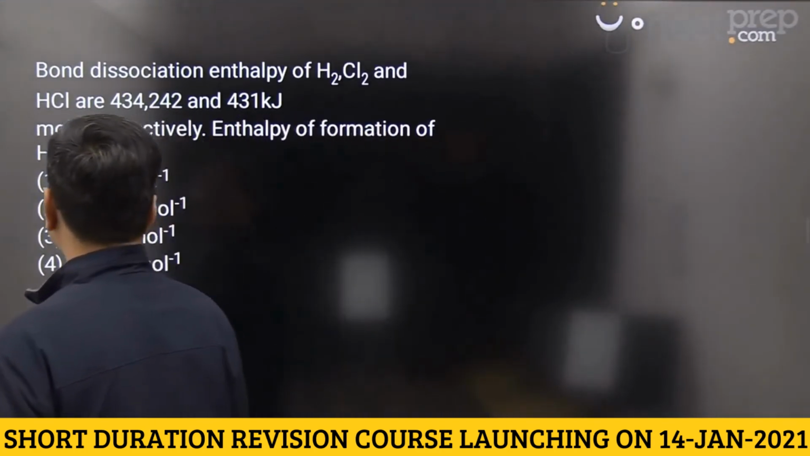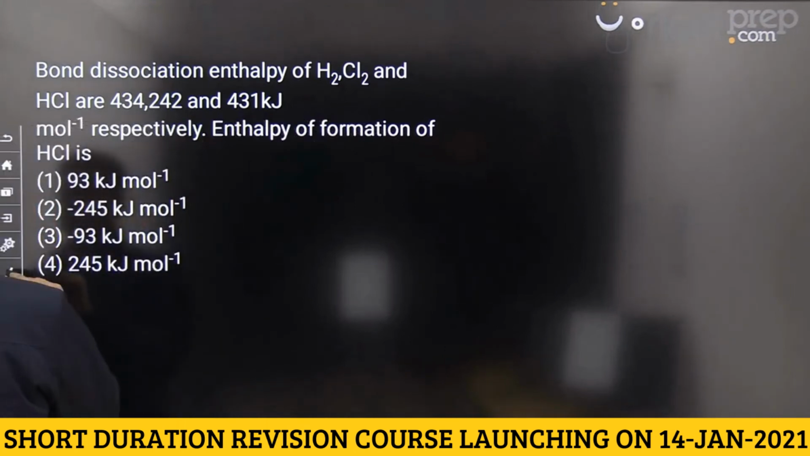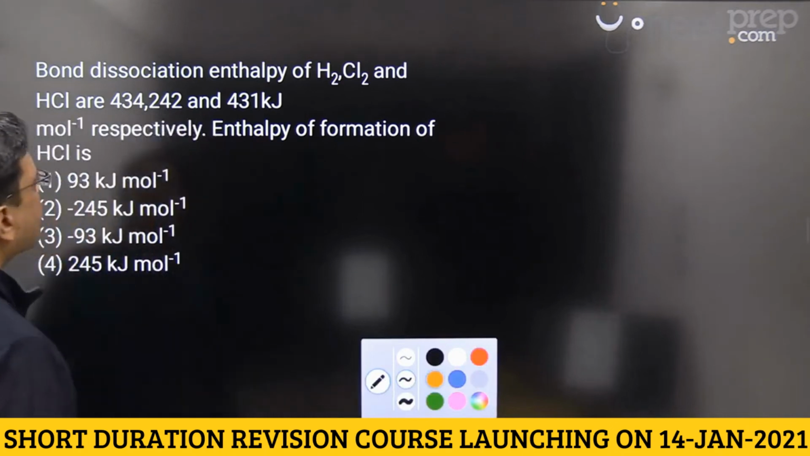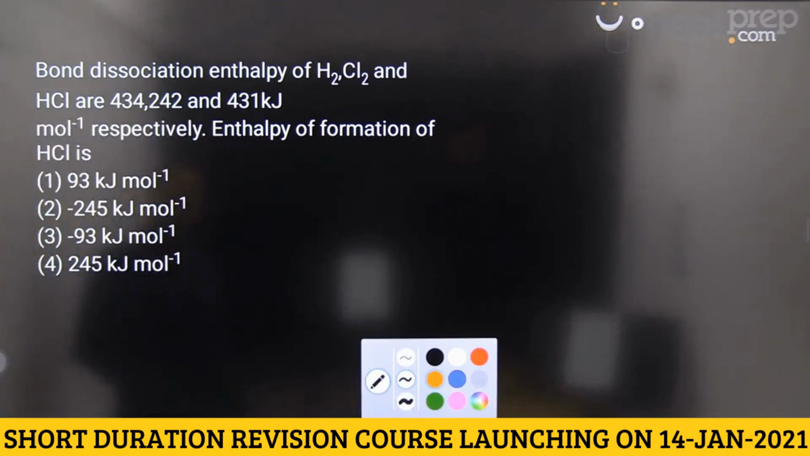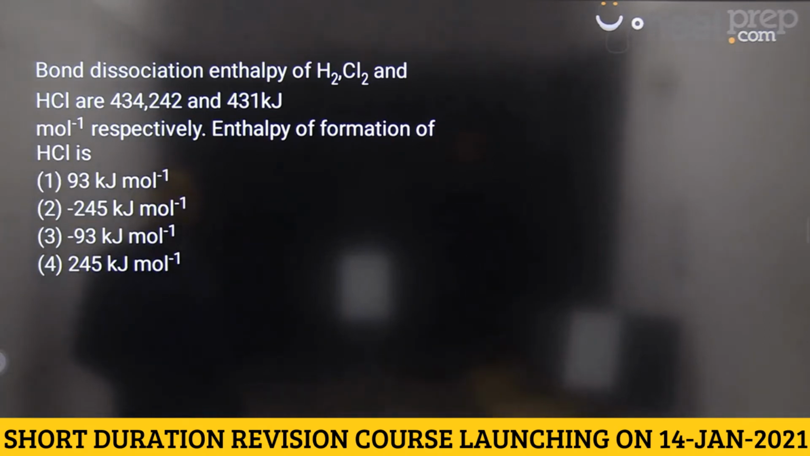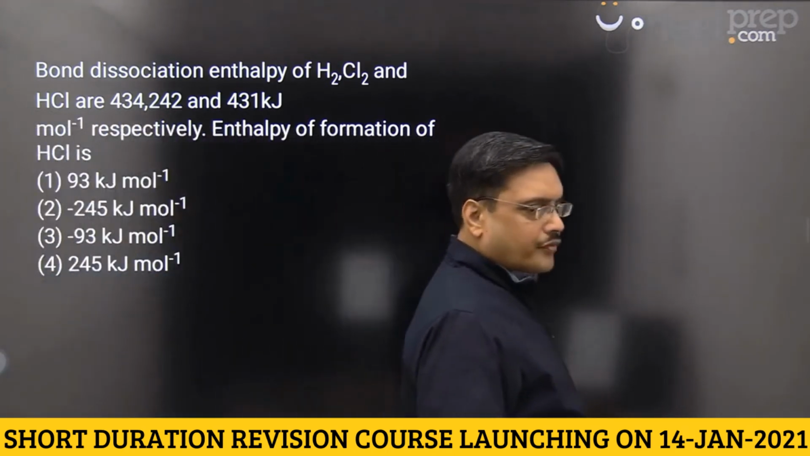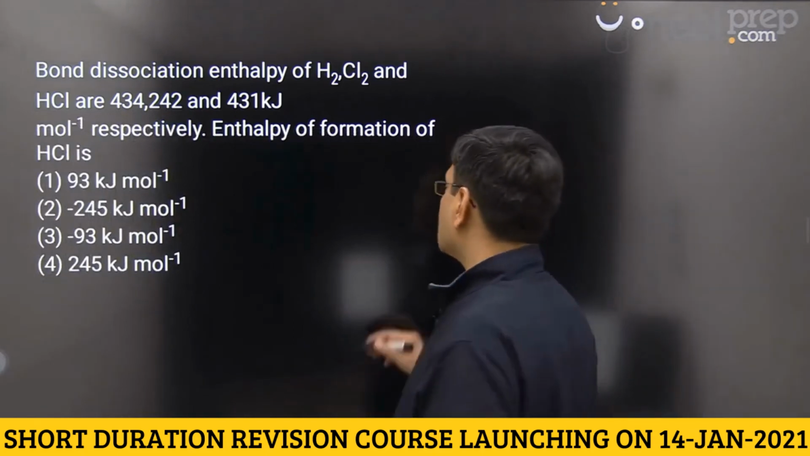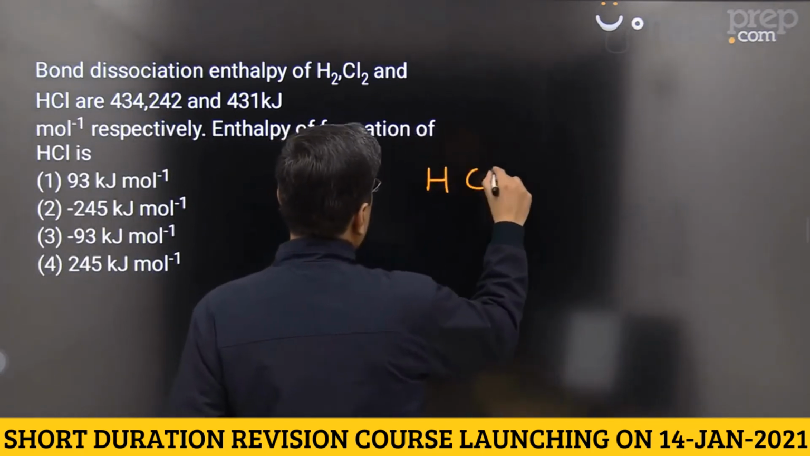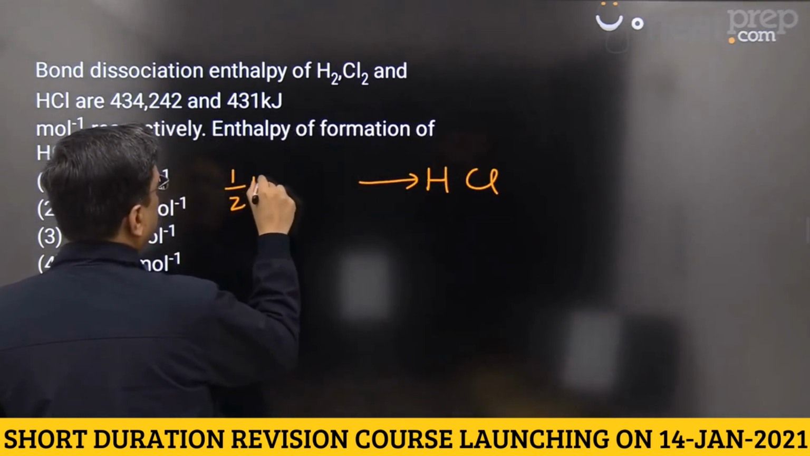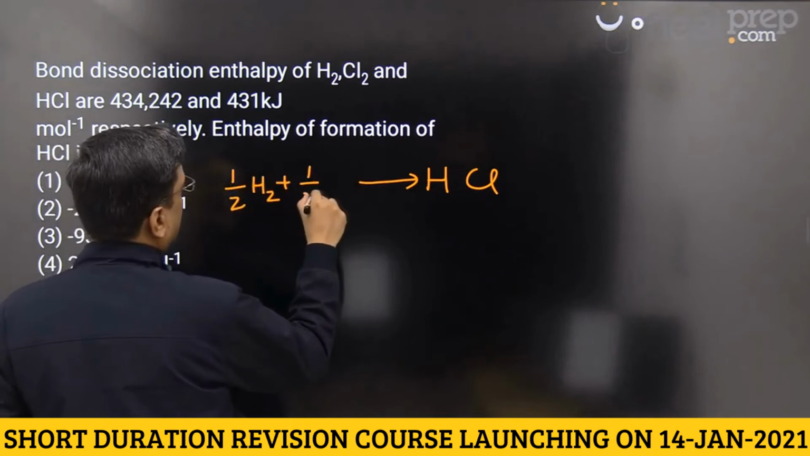This question is based on the concept of bond energy. Bond dissociation enthalpy of hydrogen, chlorine and HCl are 434, 242 and 431. Find the enthalpy of formation of HCl. Firstly, write down the equation of formation of HCl. It must be 1 mole and it is always formed from its constituents. The constituents are hydrogen and half chlorine.